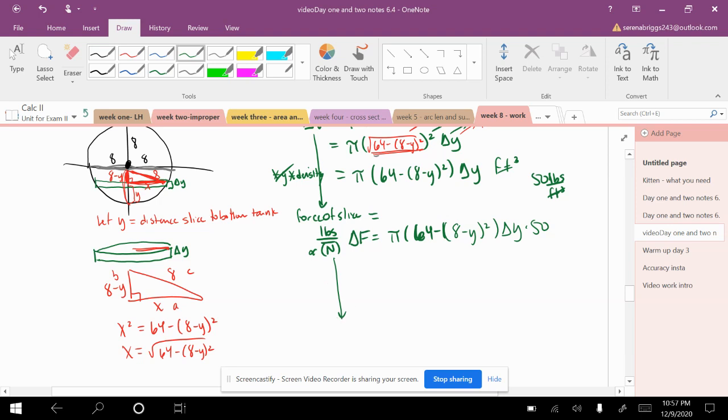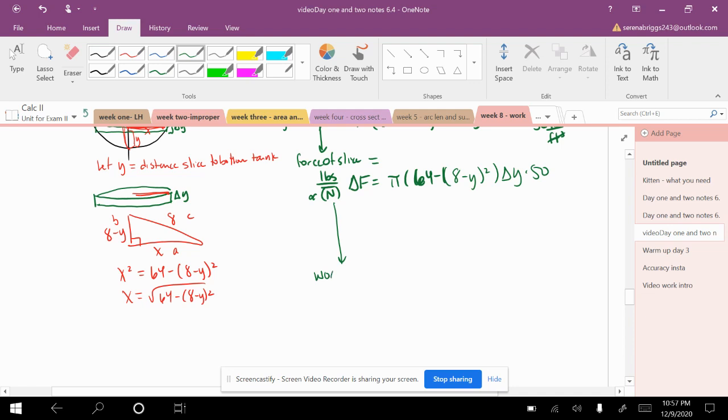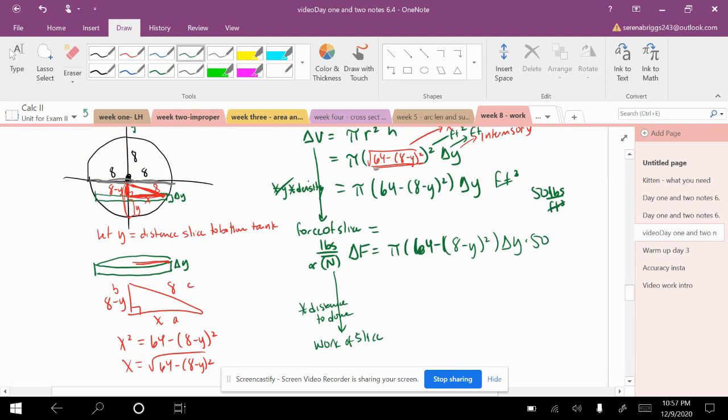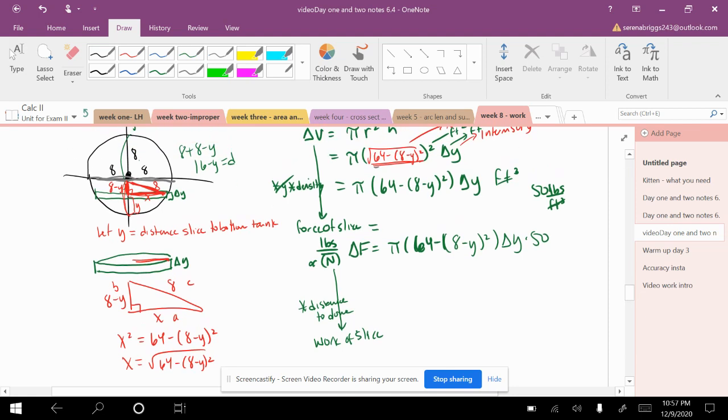To go from force of the slice to work of the slice, work is force times distance. So I'm now going to multiply by the distance. And the distance I mean here is the distance to done, whatever done is. In this case, done is to take that slice out the top. So to take that slice out the top, I'm going to do 8 plus 8 minus y, and that's 16 minus y. That would be my distance to done is 16 minus y.